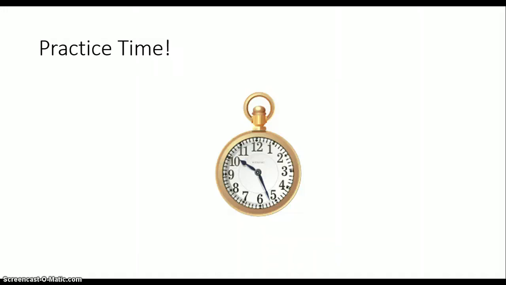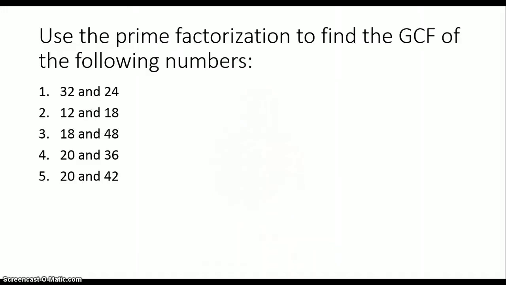Now it's your turn. Use the prime factorization to find the greatest common factor of the following numbers. Put this in the work section of your WSQ. You can go back and watch any portion or all of this video as many times as you need to. Now pause the video and complete numbers 1 through 5 in your notes. Find the GCF using prime factorization.